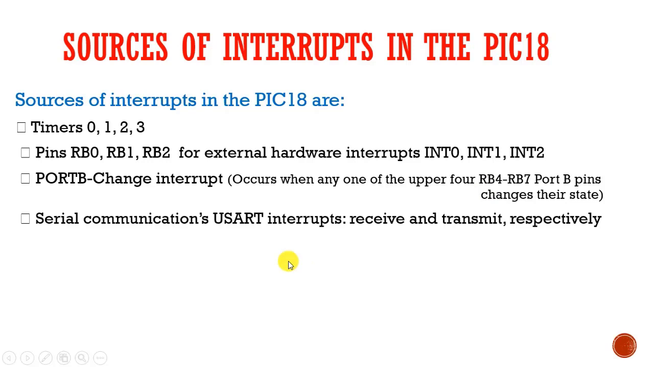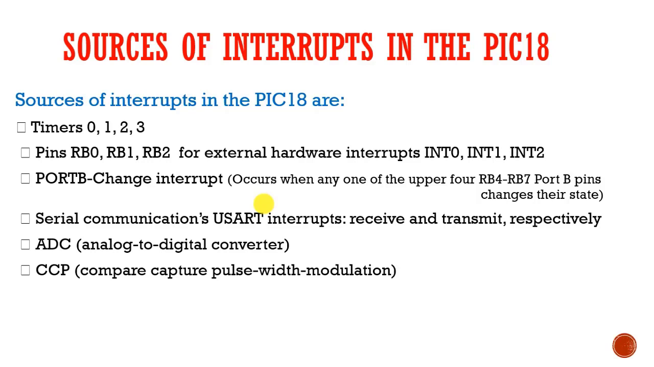Then you have serial communication USART interrupts. You remember the receival flag and transmittal flag. Whenever something is received, the RCIF flag is raised, and whenever you transmit something, the TXIF flag is raised. So whatever module has a flag can be used to generate an interrupt. Then there is the ADC, the analog to digital converter, whose ADIF flag can be used to generate an interrupt. Then we have the CCP module in our PIC18F452, compare, capture and pulse width modulation, where we have the CCPIF flag.